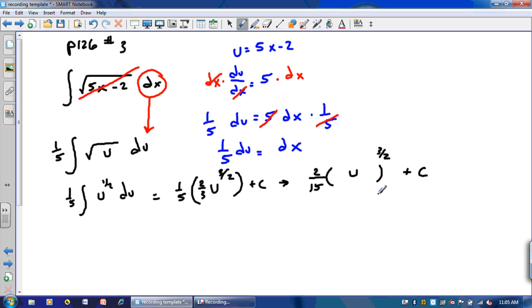And the last step is our back substitution. That's where we return the function to be in terms of x, which is what we started with. And here what we have is that u equals 5x minus 2, and so we need to take out the u and replace it with 5x minus 2.